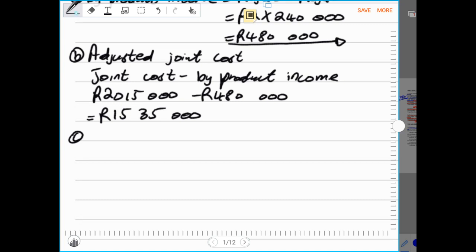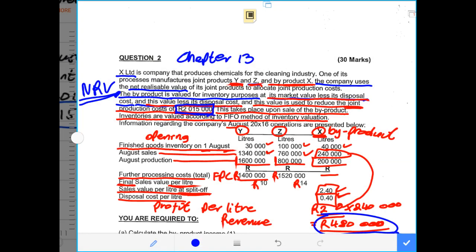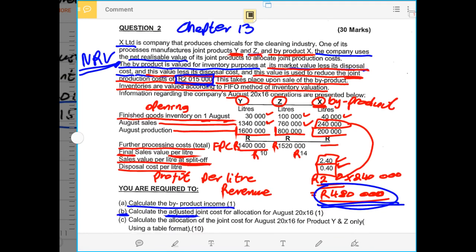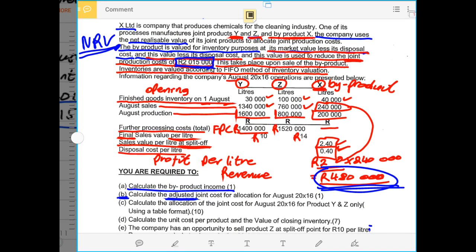So that means when we allocate joint cost, we'll only allocate this amount of the joint cost, because we first have to take into account the revenue generated from the sale of the byproduct, because we're instructed that before we allocate our joint cost, we must take the revenue from the sales of the byproduct and reduce that from our joint cost. Then we'll allocate joint cost to product Y and product Z.